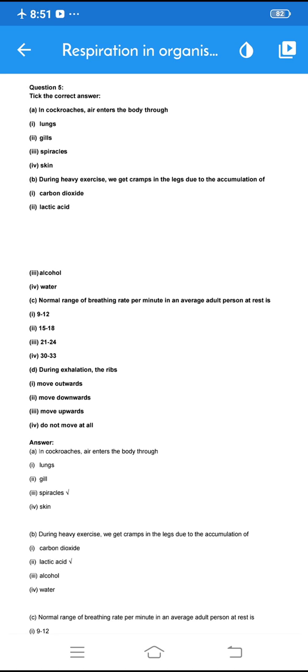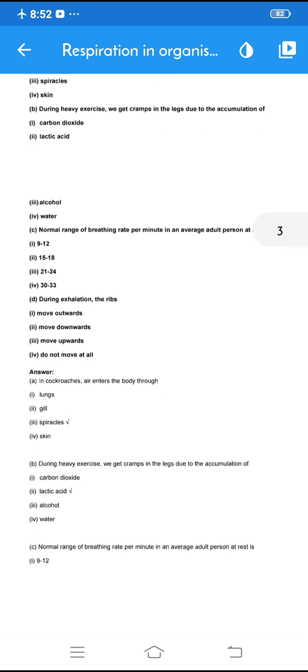Question number B. During heavy exercise, we get muscle cramps in the legs. It is due to the accumulation of carbon dioxide, lactic acid, alcohol, or water are the options. The correct answer: due to heavy exercise, we get a shortage of oxygen. At that time, our muscles respire anaerobically and produce lactic acid. That's why the accumulation of lactic acid leads to muscle cramps.